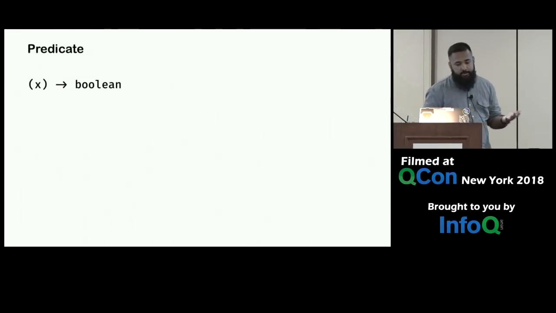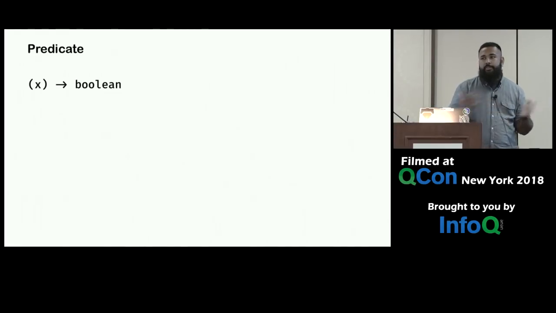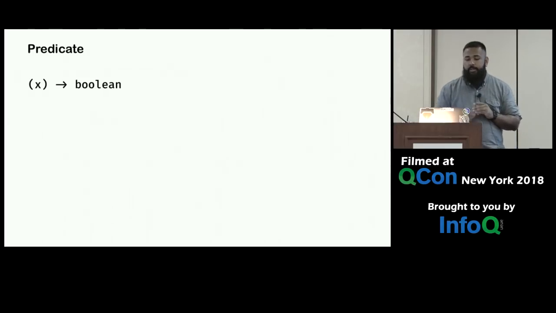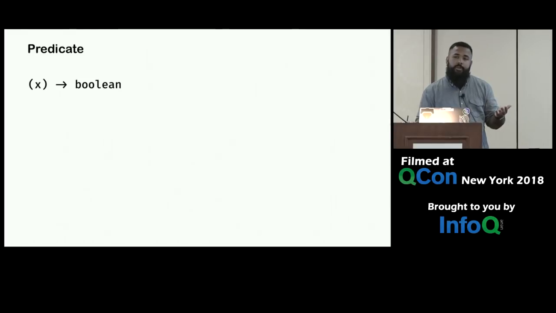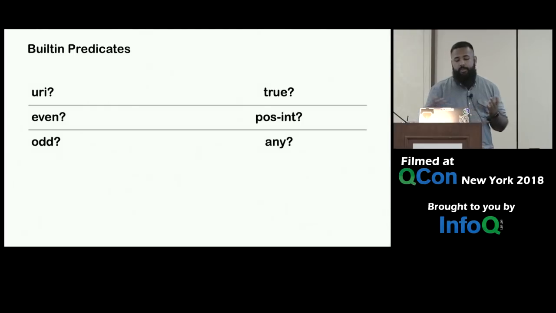So the signature of a predicate is any function that takes in an argument and returns a Boolean value. So it could either return true if it matches the criteria, or it returns false if it doesn't match the criteria. So spec was introduced maybe a year ago, and Clojure already has predicates in the language, but they introduced some new ones, and these are some of the predicates that you will run into.